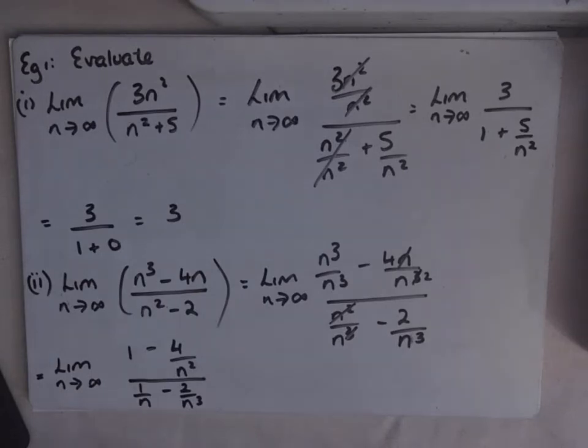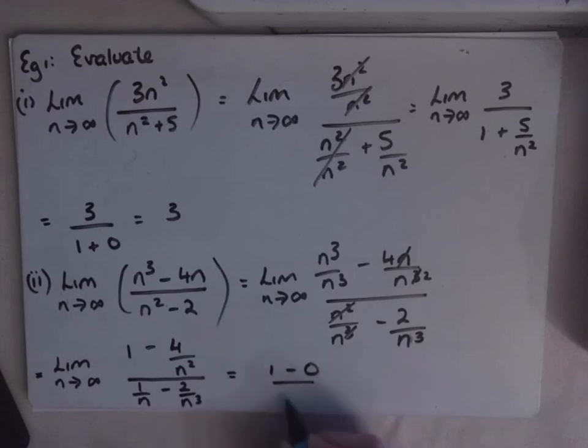Now, to get the limit of these things, this here is going to be what? 4 over n squared? Come on, talk to me. Thank you. 0 here, 0 here, 0 here. So the limit is 1 minus 0 over 0 minus 0. So you end up with 1 over 0.